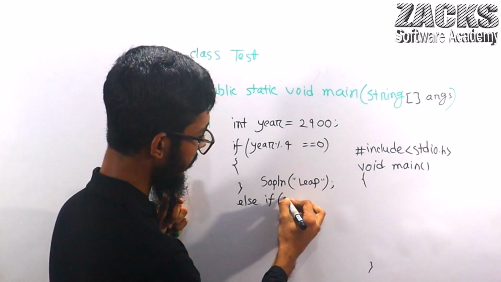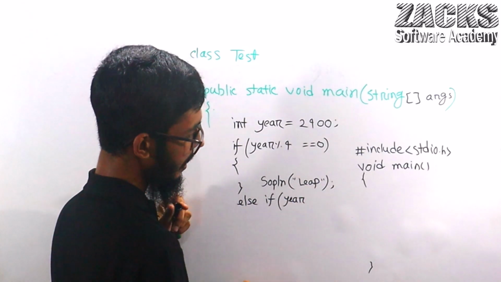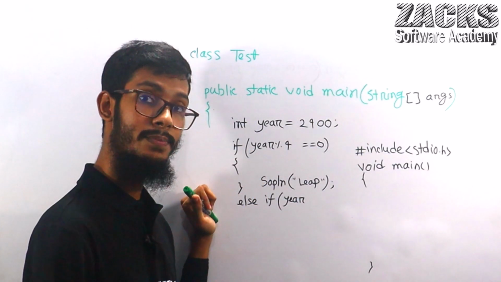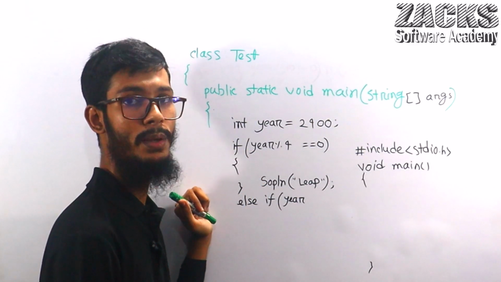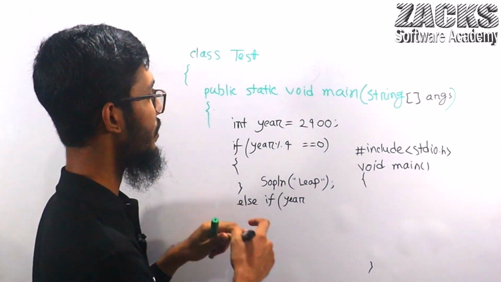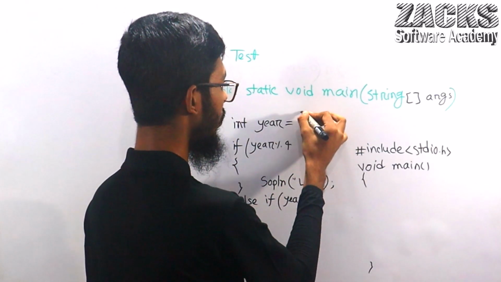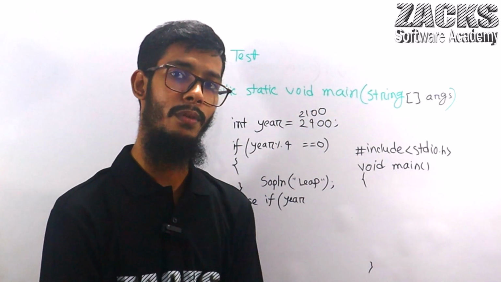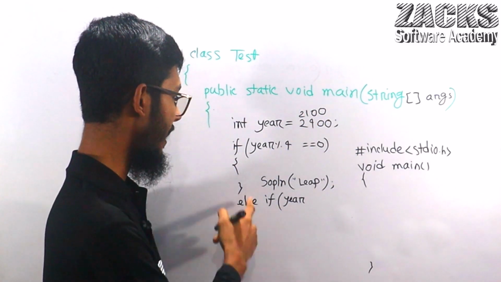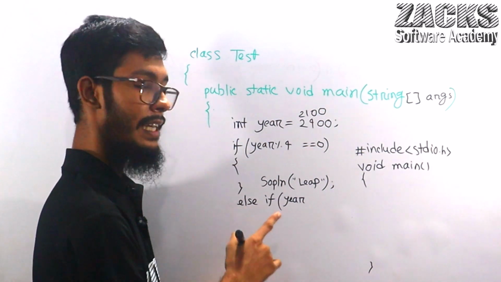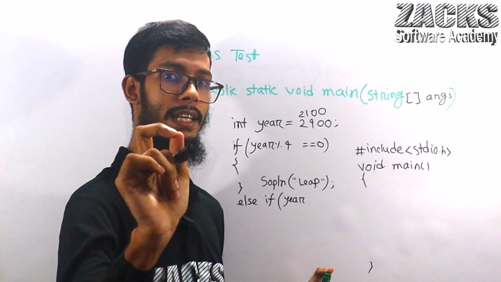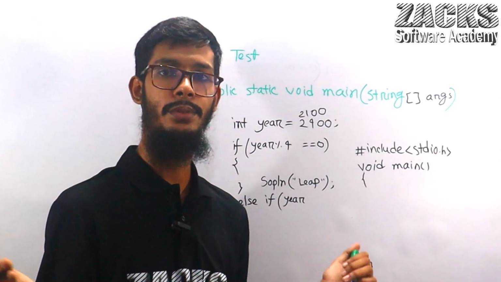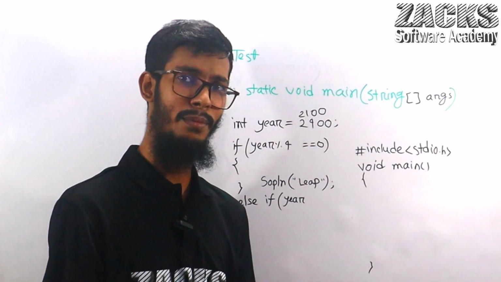Now if I check the condition this way, else if year is divisible... now consider, does this condition work properly? No, the condition doesn't work properly. Why? Consider this year, 2100. This year is already divisible by 4, so it will print leap year. It never goes to the next condition. If you cannot divide any year by 4, you also cannot divide it by 100 or 400. This is simple mathematics.